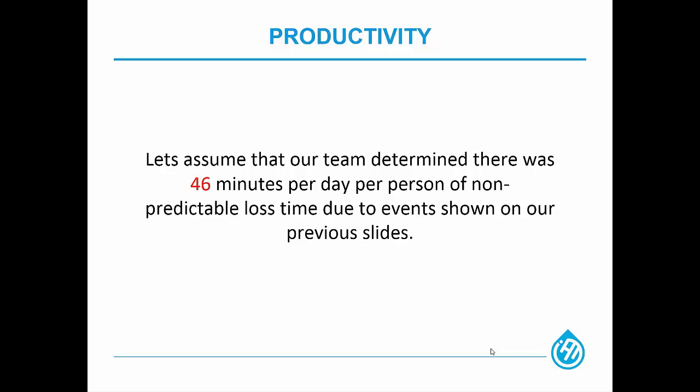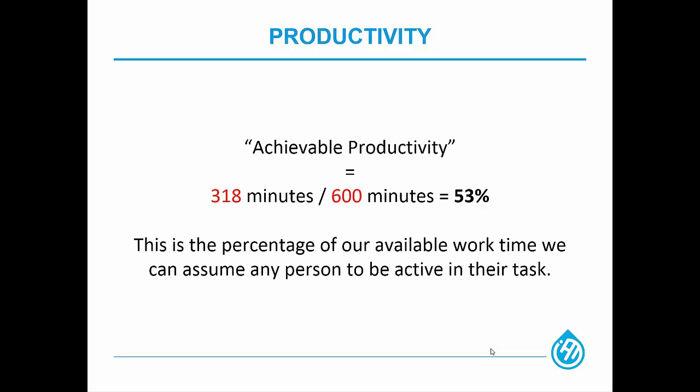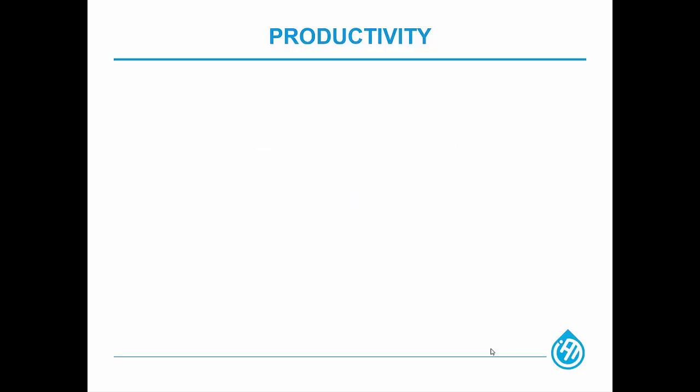Let's assume that our team determined there was 46 minutes a day of non-predictable lost time due to events shown on the previous slides. 46 minutes removed from the 364 minutes only leaves 318 minutes of effective working time in the 600-minute day. So that's 53% in percentage terms.